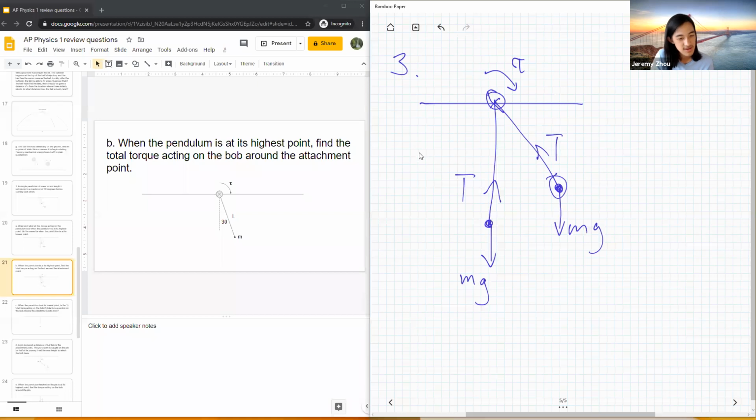Have you not learned torque? No, I think people should torque. Oh, okay. Yeah, r F sine theta. mgL sine theta. What is theta? Theta is this, I think. Wait. Yeah. Okay. Well, okay, let's see.